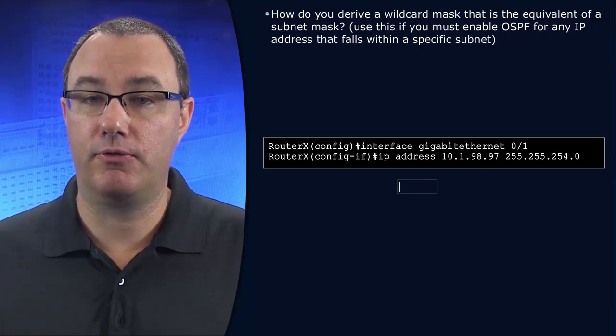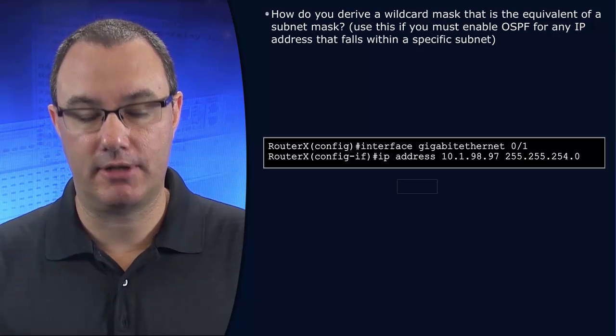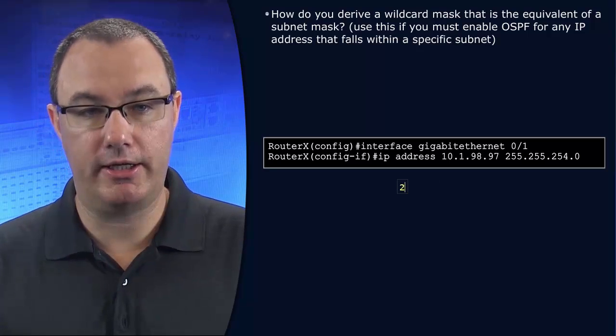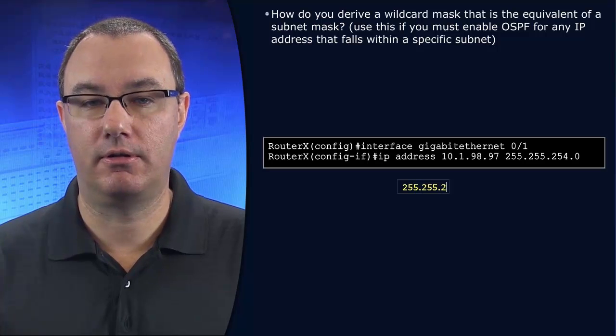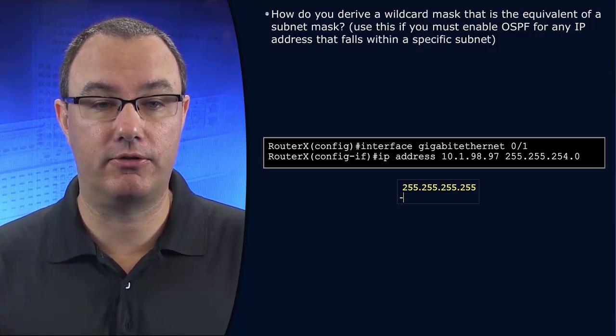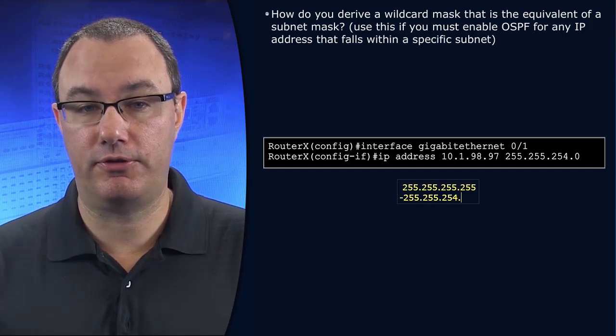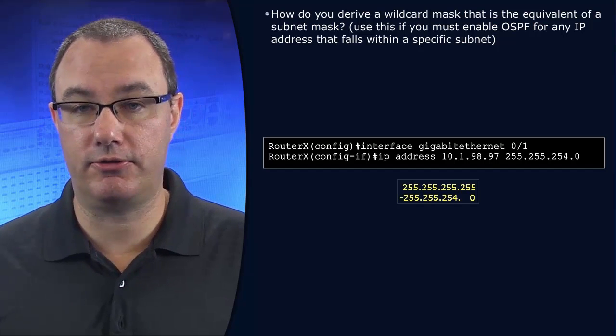So we want to be able to convert any subnet mask to any wildcard mask. How do we do that? We subtract the subnet mask that is to be converted from all 255s. It's a powerful technique commonly used in Cisco.